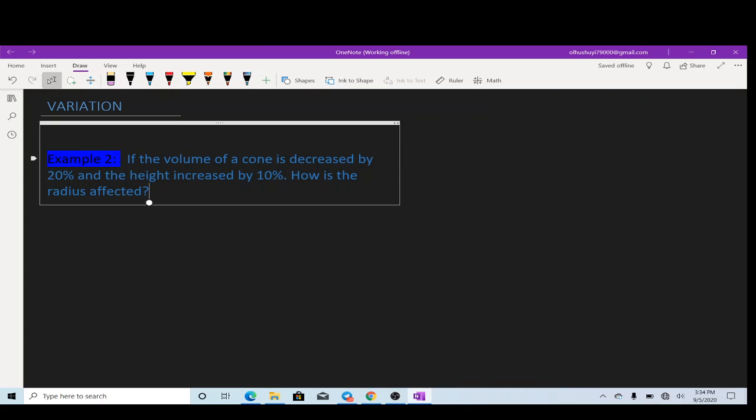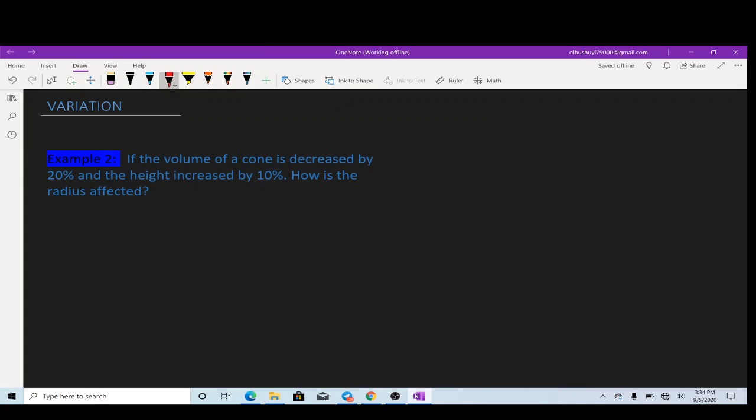So the next question is: if the volume of a cone is decreased by 20% and the height increased by 10%, how is the radius affected? This is a word problem but related to variation. So the first thing you write is the volume. What's the volume of a cone? V should be equal to 1 over 3 of the base area times height. And a cone is of this nature.